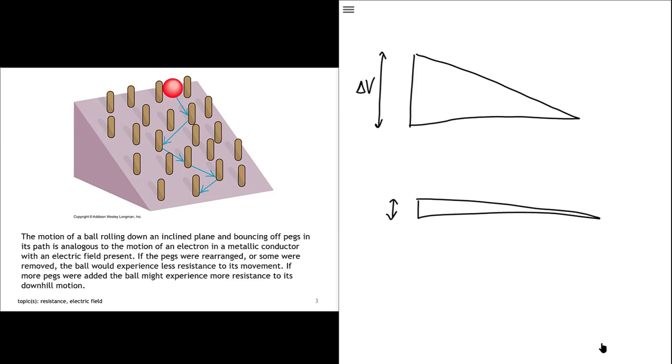Now imagine that we position a charge carrier at the top of this plane. We'll say this is a positive charge. If we place the same positive charge on each of these two planes, the plane that is steeper will cause that charged particle to move down quicker. So here we could see that the current is directly proportional to the potential difference. The larger the potential difference, the faster our ball will be moving by the time it gets to the bottom of the plane.